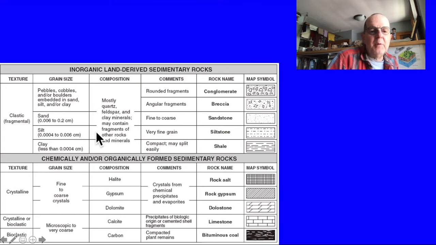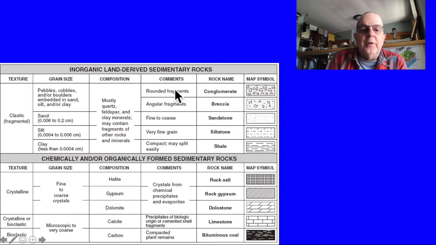What is the composition? Typically minerals that have not weathered away, so quartz and feldspar you'll often find from granites and other igneous rocks. Clay minerals have formed from other minerals due to weathering. Then you can look at the shape of the fragments. If you have pebbles and cobbles and boulders and they're rounded, we say that rock is a conglomerate. If they're angular, we call them breccia. If it's sand that is fine to coarse, we call it a sandstone. Very fine-grained is siltstone, and compact, it may split easily. Shale, you can barely see the particles.